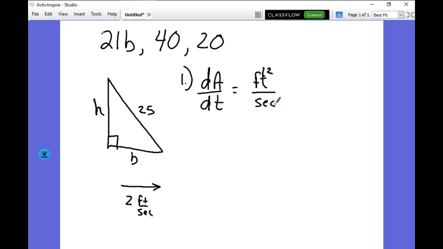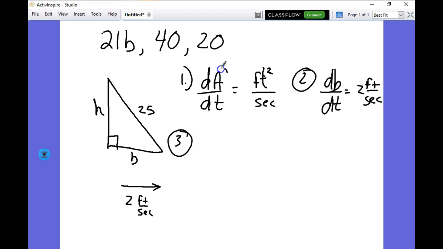Let's go ahead and take a look at number 2. What rate is given? They've given us the rate of change of the base of the ladder. They've told us that it's a positive 2 feet per second. It's positive because B is growing if they're pulling the base away from the wall. Number 3, we're going to go ahead and find the formula that relates area to the base of this ladder.